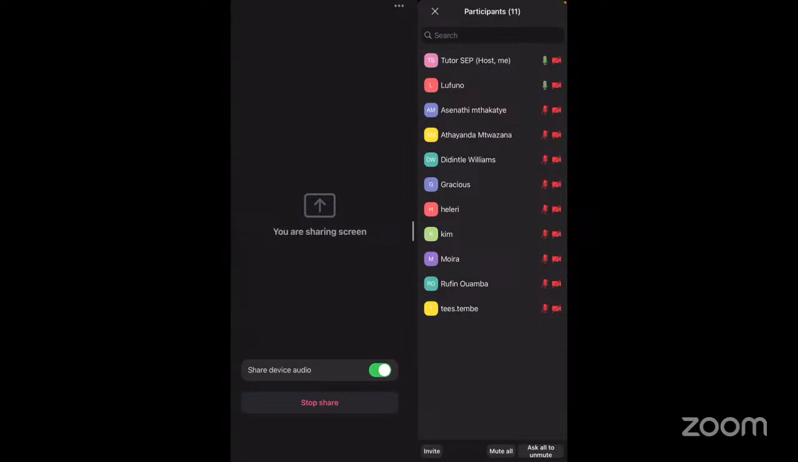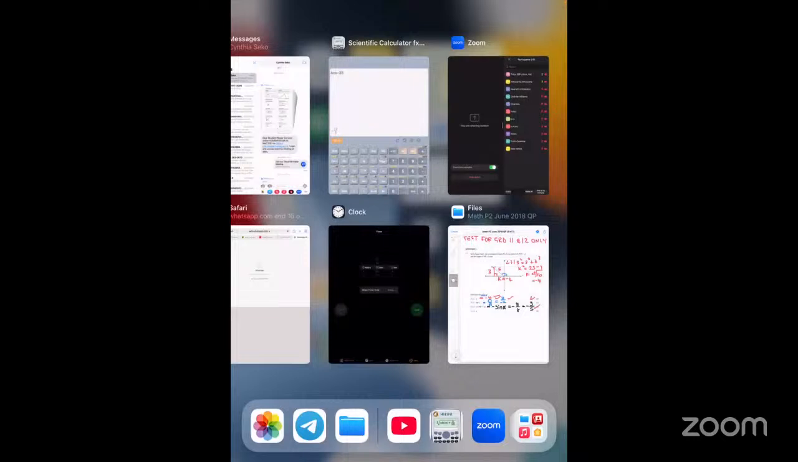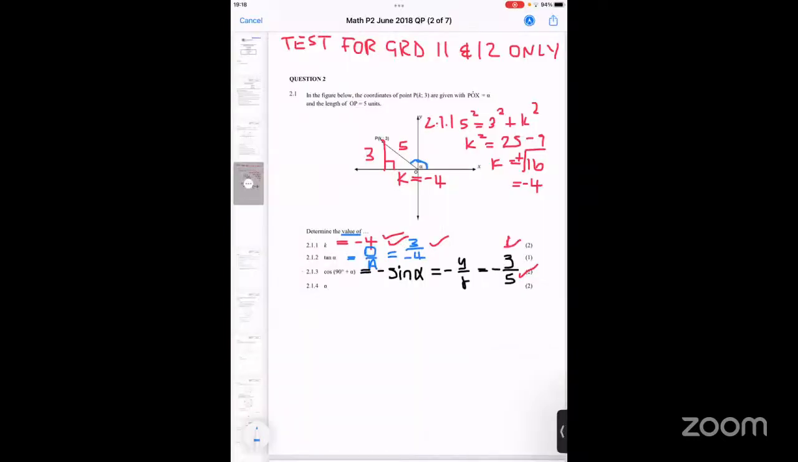Atayanda Mtwazana. Atayanda, honorable member, do you want to give it a try? Okay, let me try here. Yes, how would you work it out? I haven't done it yet. Can I try it? Yes, give it a try. Whether it's wrong or correct, it doesn't matter.